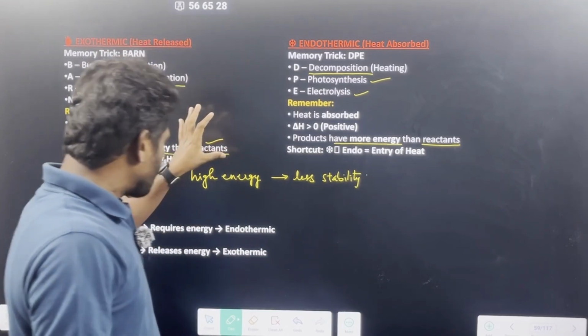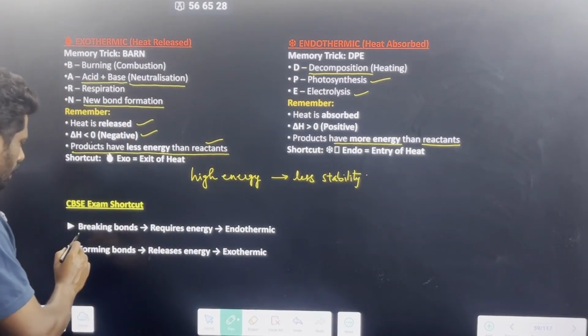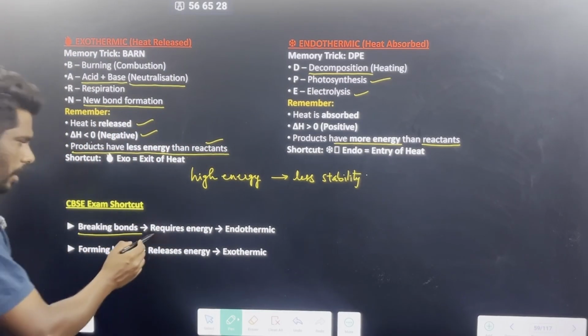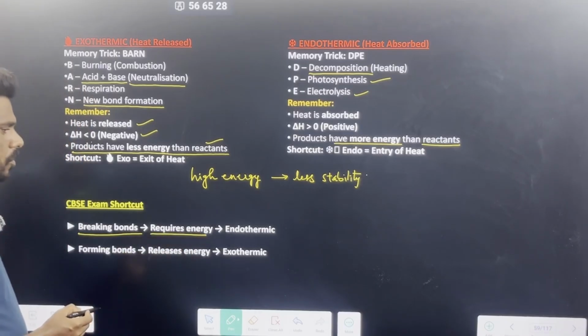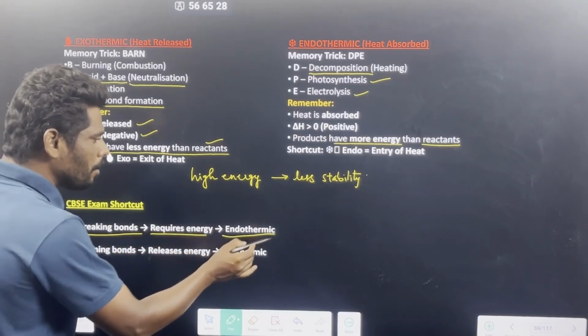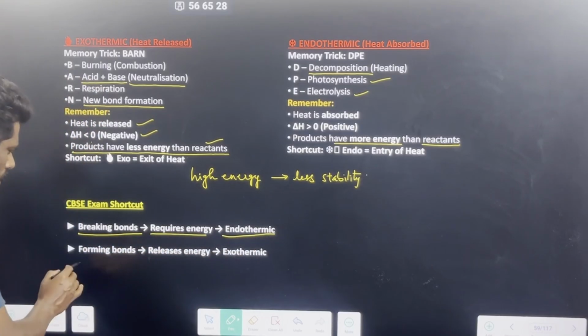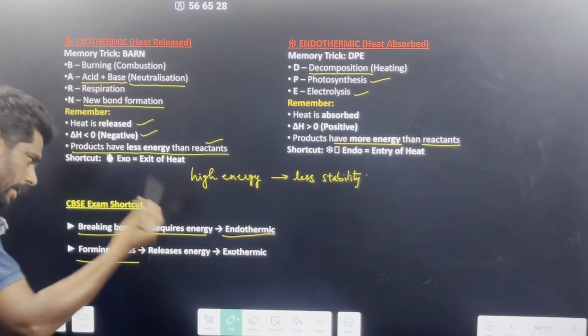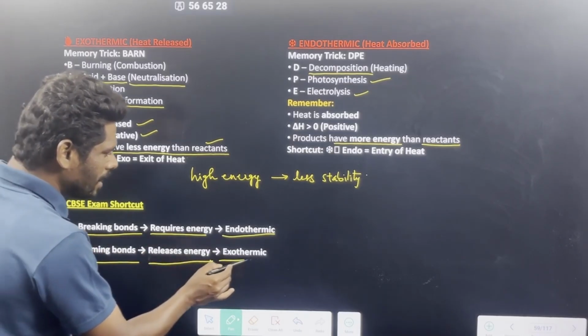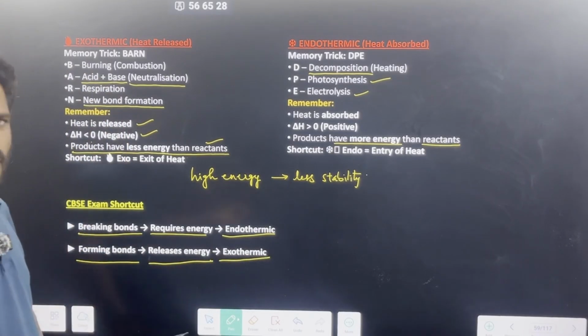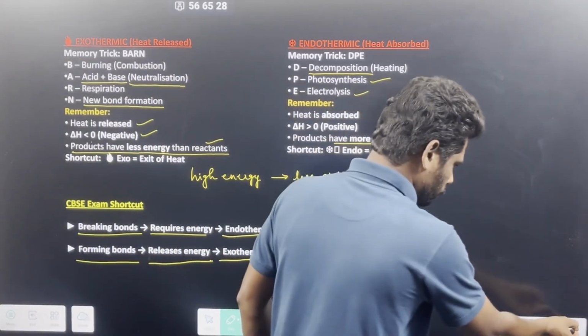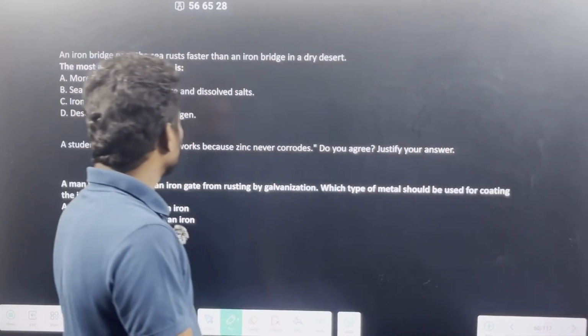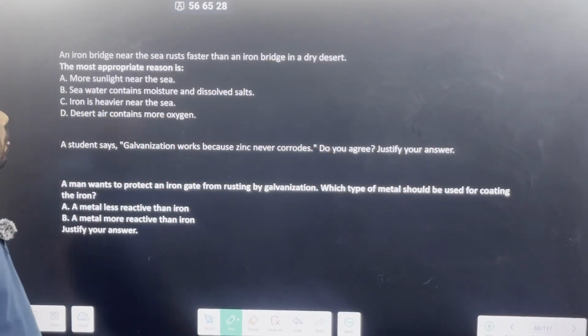So keep in mind, once again recalling, the breaking of bonds requires energy. So supplying the energy makes the reaction endothermic. Formation of bonds releases energy, making the reaction exothermic. Simple point. Yes. Here comes another question.